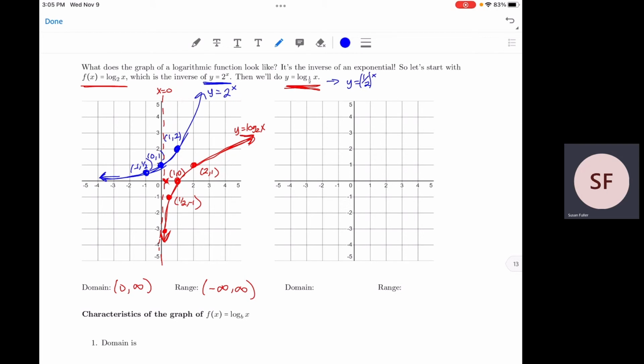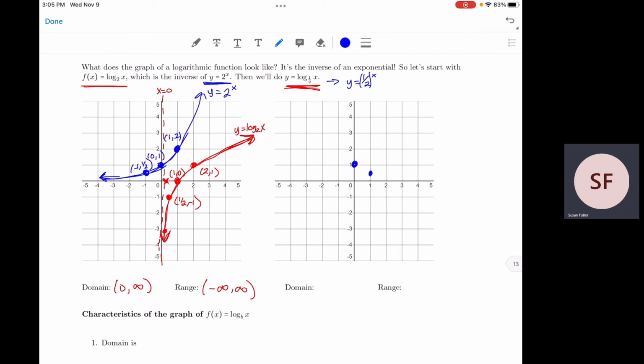So we're going to get some points here. If x equals 0, then (1/2) to the 0 power is 1. So I've got (0, 1). If x equals 1, then (1/2) to the x is (1/2) to the first power, or 1/2.